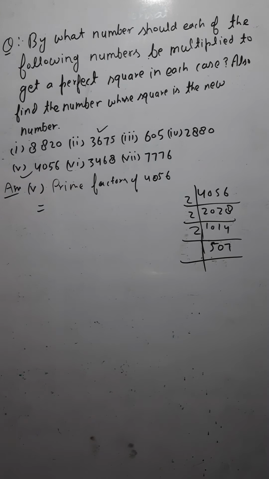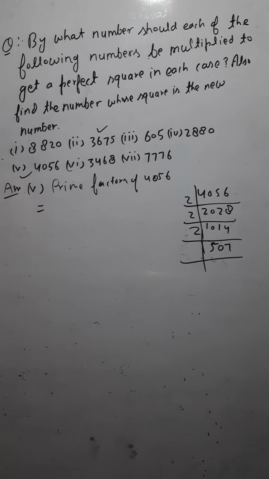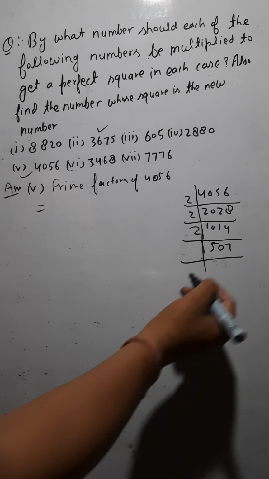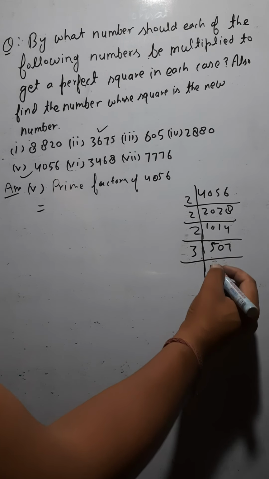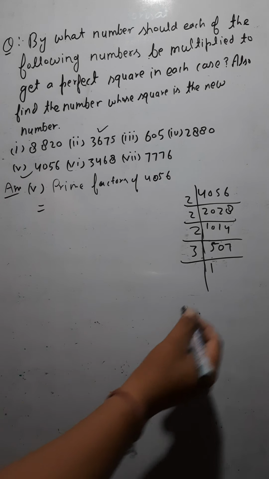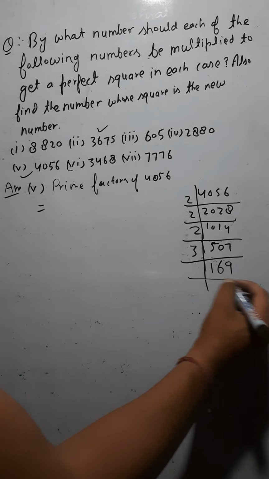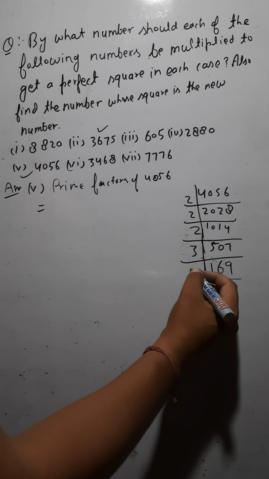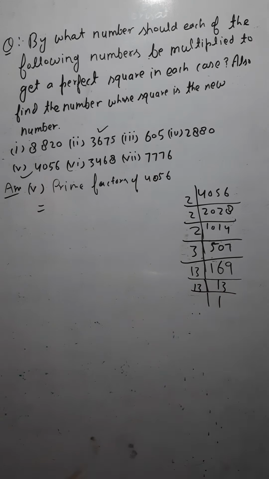Now it is 507. So I think it would be divisible by 3. Why? Because 5 plus 7 is 12, and 12 is divisible by 3. It means the complete number is also divisible by 3. So 3 1s are 3, 2 is left, would become 20. So 3 6s are 18, 2 again there. So 3 9s are 27. Then 169. So it would be divisible by 13. 13 13s are 169. 13 would be divisible by itself there.